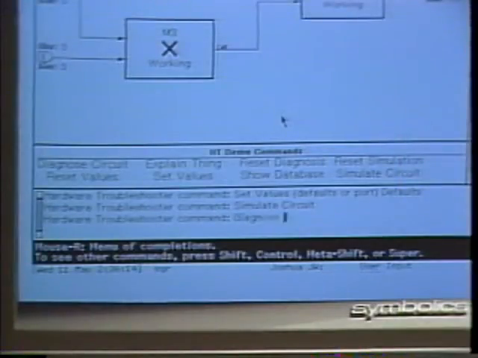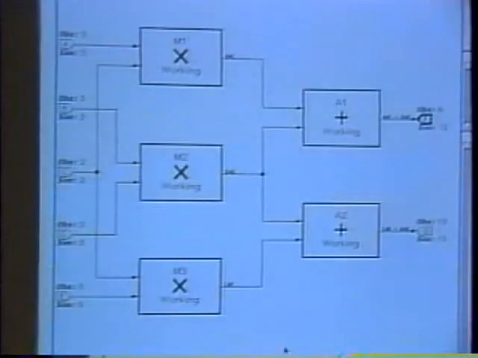Now let's diagnose the circuit and see who the culprits are. The first culprit that could explain the failure at output F is adder 1, since it directly feeds output F. It contributes to this failure and is consistent, so Joshua marks it as a good candidate.